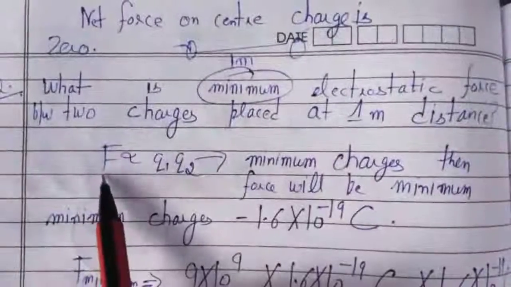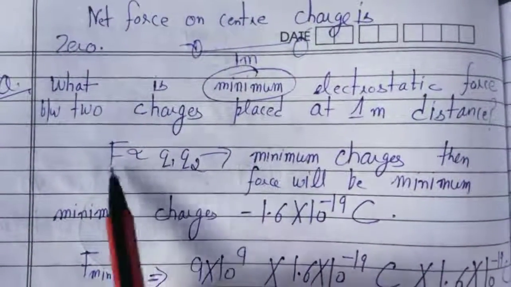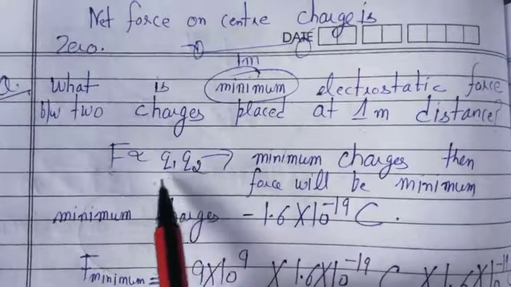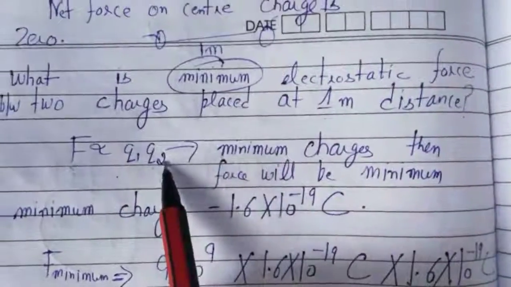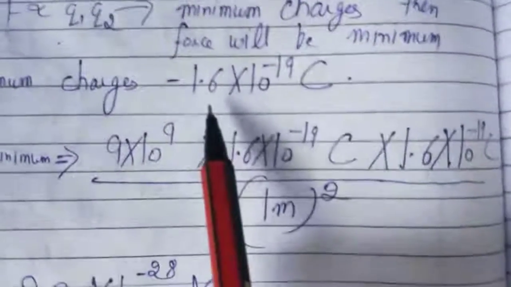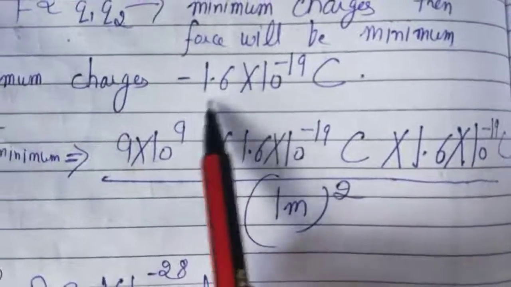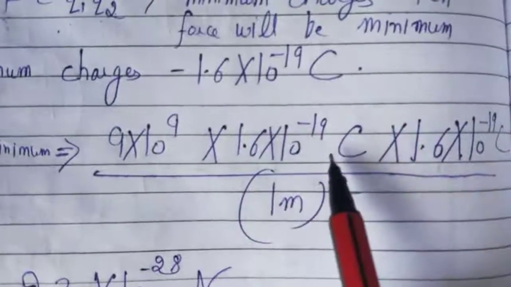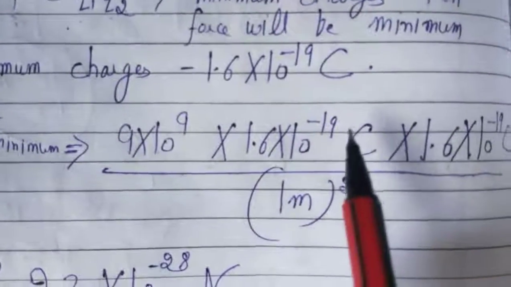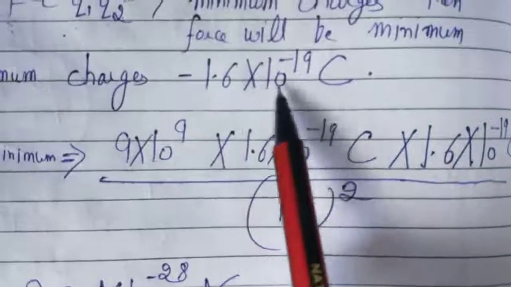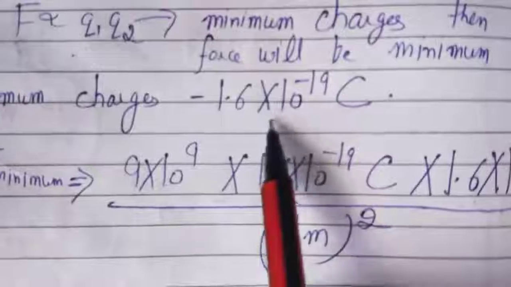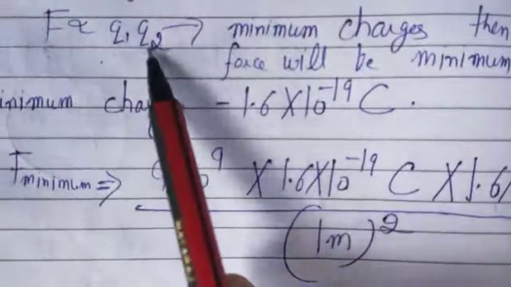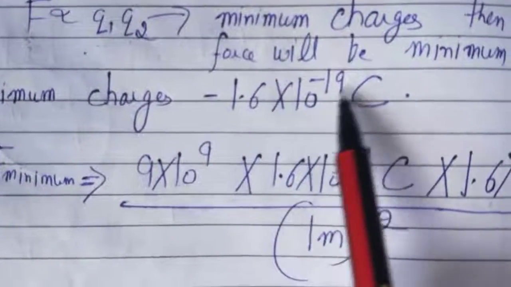Force will be minimum when... force directly depends on the charges. If the charges have the minimum value, force will also have the minimum value. And what is the minimum value that is held by the charges? That is the value equal to 1 electron, 1.6 into 10 to the power minus 19 coulomb. The minimum charge that can be held by a particle is 1.6 into 10 to the power minus 19 coulomb. So we will put Q1 as 1.6 into 10 to the power minus 19 coulomb and Q2 also as 1.6 into 10 to the power minus 19 coulomb.